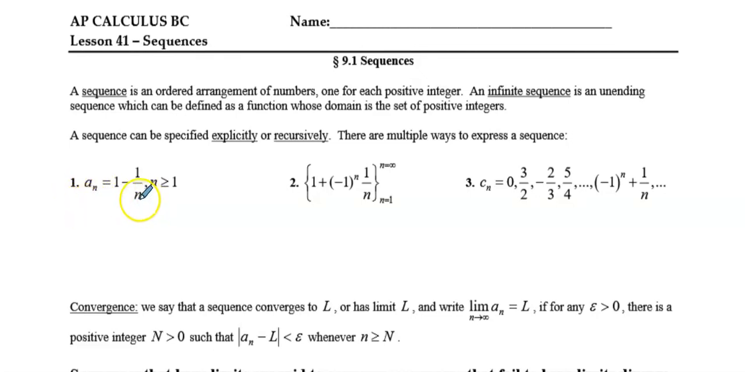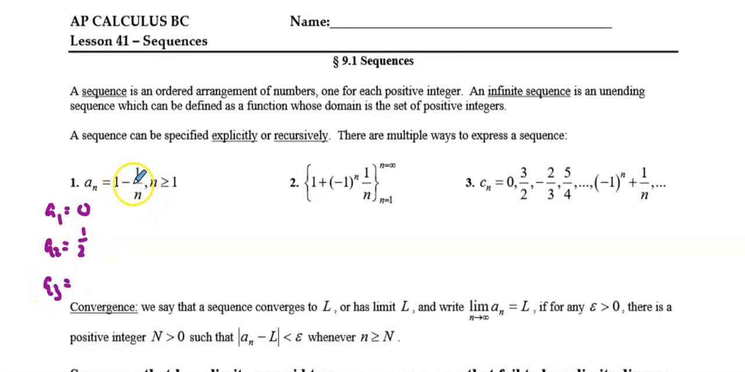The first thing is the function 1 minus 1 over n, where n is greater than or equal to 1. So if we want to find this sequence, we just start listing things out. When n equals 1, that's where we're starting. We plug in 1 here. We get 1 minus 1 over 1, which is going to give us 0. We plug in 2, we get 1 minus 1 half, which is going to equal 1 half, right?